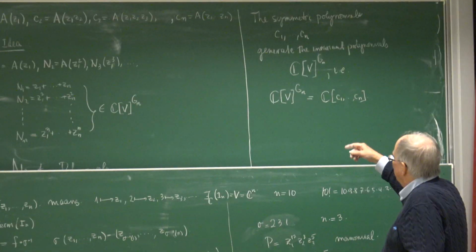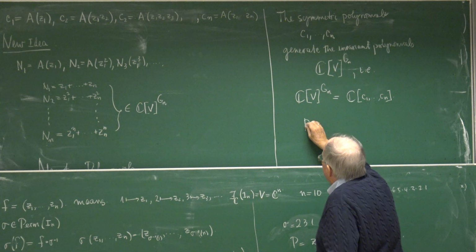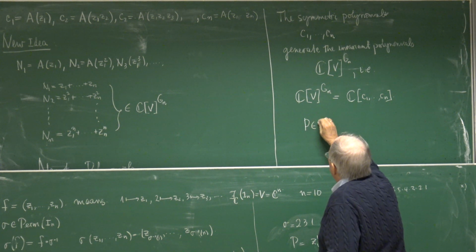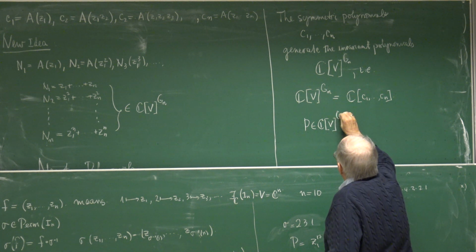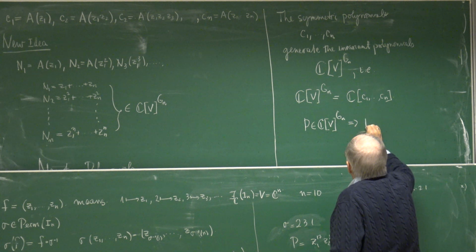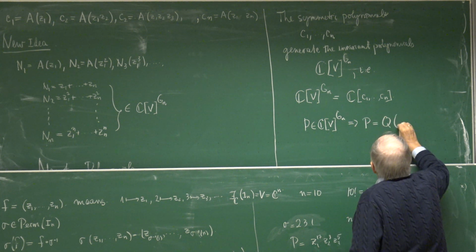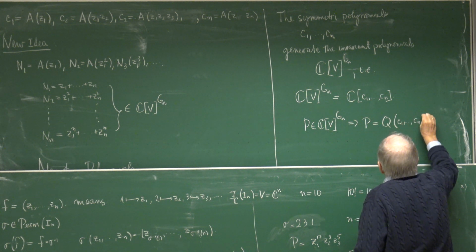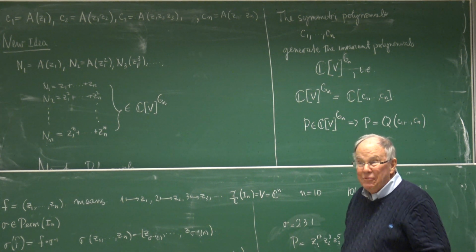It is the polynomial algebra here. What that means is, if you have any invariant polynomial by the symmetric group, then this polynomial is some polynomial of C1 through Cn. You got it? This is really a theorem.